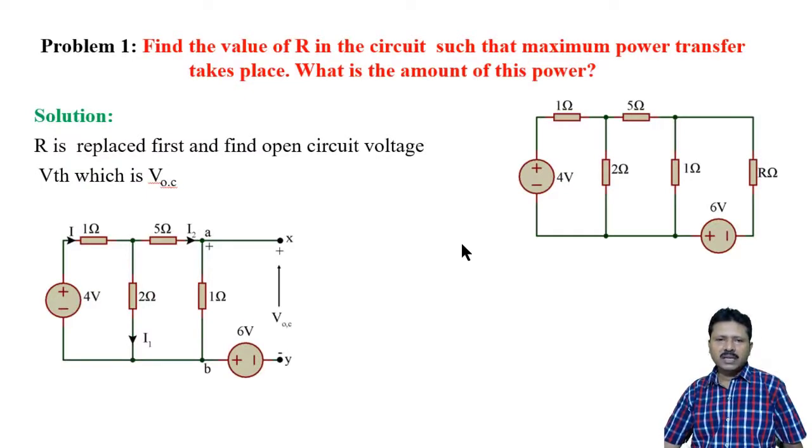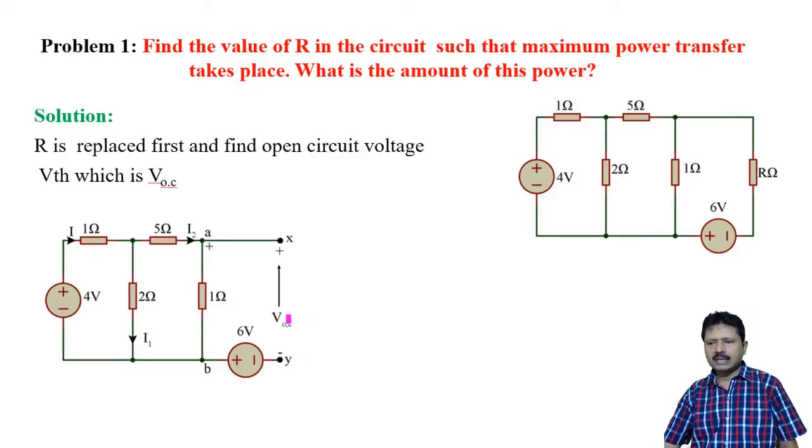This is one numerical problem related to the maximum power transfer theorem. We have to find the value of R here to get the maximum power at this load. Along with that, we have to calculate the maximum power at the load. To solve this, our target is to find VTH and RTH. To find VTH, this load should be removed. This is the circuit to find VTH, which is the open circuit voltage.